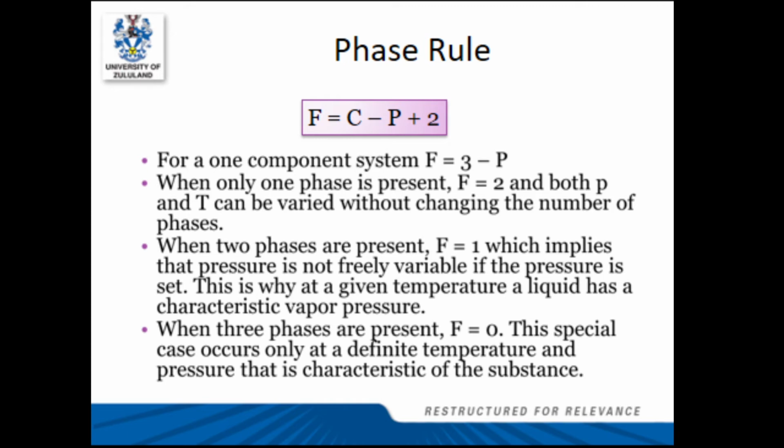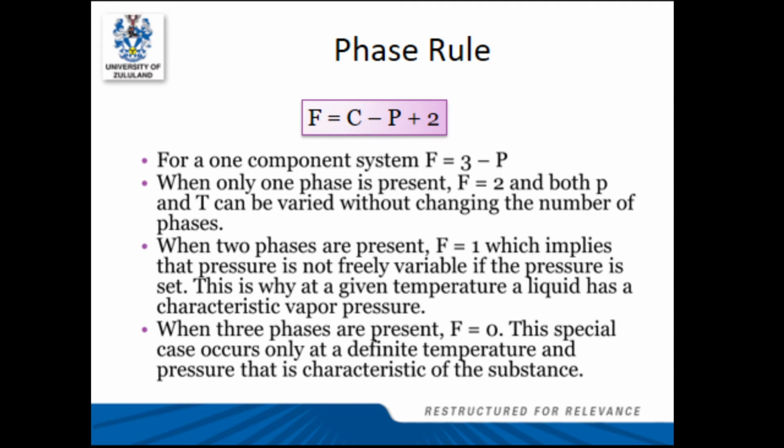So why are we saying it's 3 minus P? From our equation, as you can see, where it was the capital letter C, it has been substituted by 1. If you say 1 plus 2, we find 3. So in other words, for a one component system, F is equal to 3 minus P. When only one phase is present, it means that F will be equal to 2, and both the pressure and the temperature can be varied without changing the number of phases.